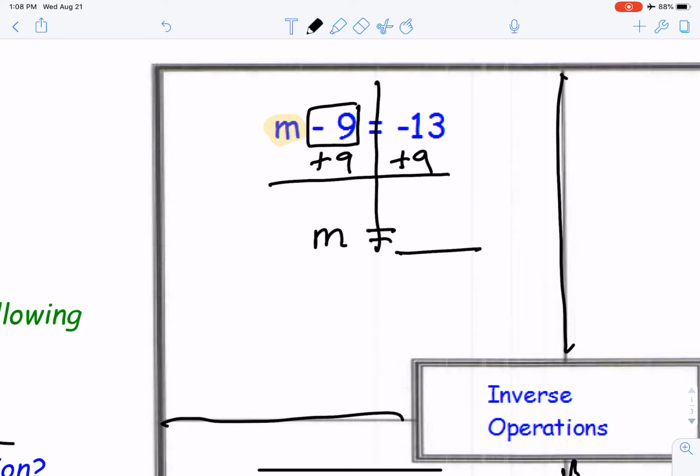Okay, so now I have the m comes down. Negative 9 plus 9 equals 0, so they are gone. So now I have just m by itself equals negative 13 plus 9 is negative 4. So my answer is m equals negative 4.